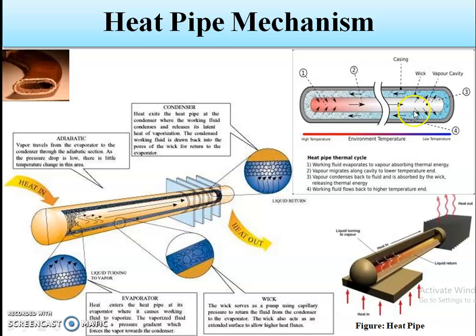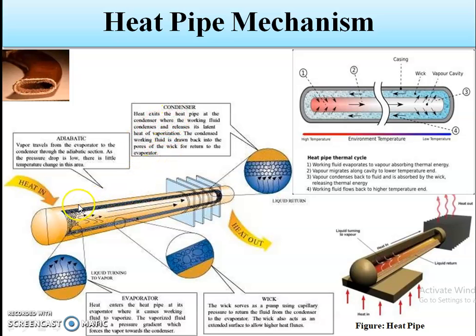Insulation is very important for the heat pipe, because otherwise the escaping of heat will cause a large loss. Here we can see the cross-sectional view of the heat pipe. There are four sections: the first is the adiabatic section, the second is the condenser section, the third is the wick, and the fourth is the evaporator. Through the adiabatic section, the vapor travels from the evaporator to the condenser. As the pressure drop is low, there is little temperature change in this area.